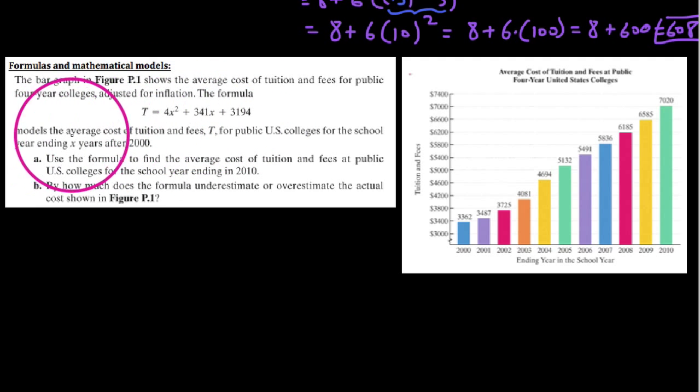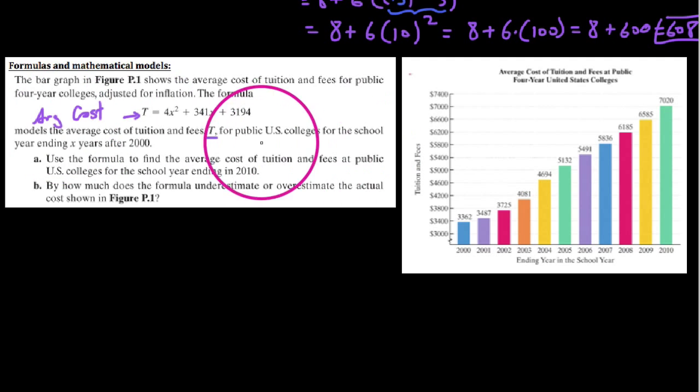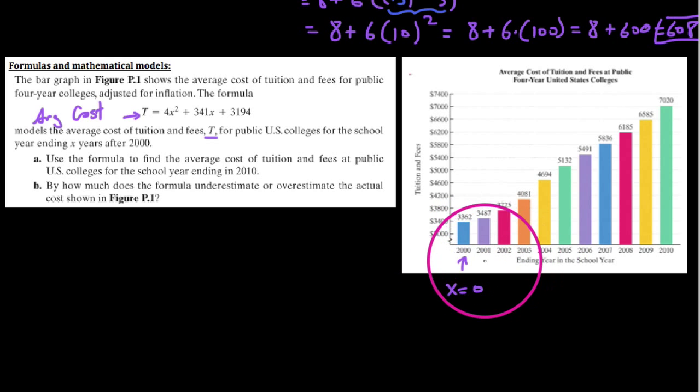And this formula models the average cost of tuition and fees, T. So we say that this is the average cost for public U.S. colleges for the school year ending X years after 2000. One important thing to notice here is that it's X years after 2000. So at 2000, we could say that this X value is really truly 0. 2001 would be 1 year after that, so X is 1, and so on and so forth.